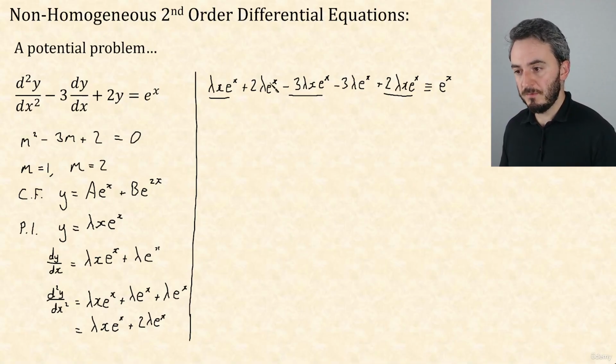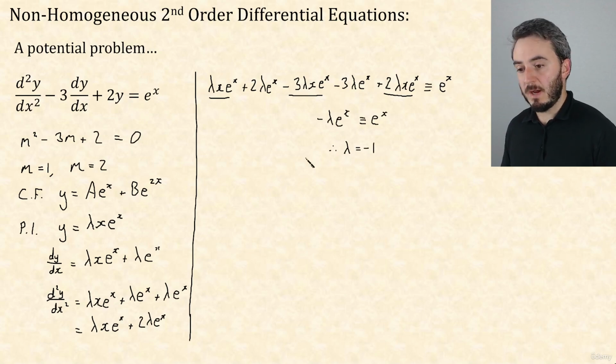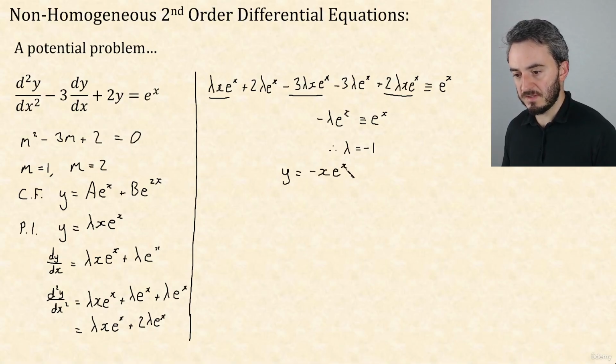And what are we left with? Well, we're just left with 2 lambda e to the x minus 3 lambda e to the x. So in total, that's minus lambda e to the x needs to be the same as e to the x. And that means that lambda is minus 1. So our particular integral is y equals minus x e to the x.